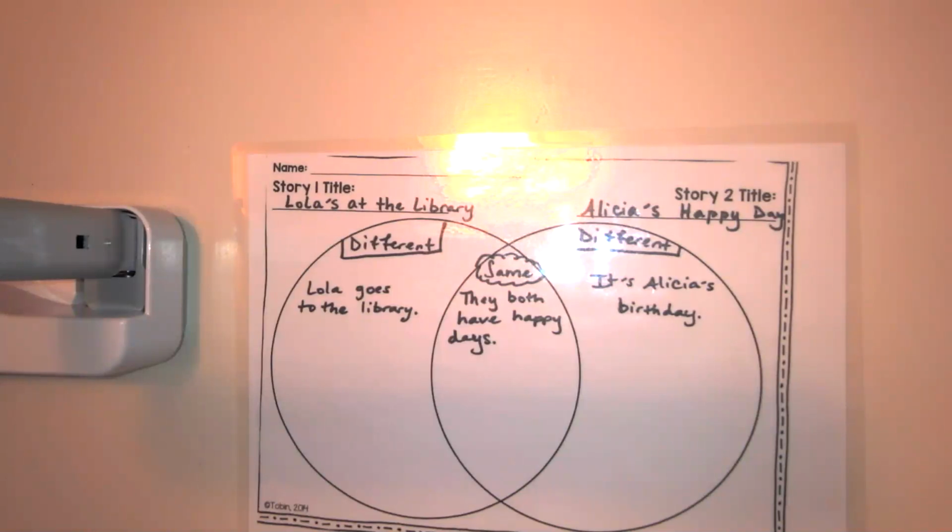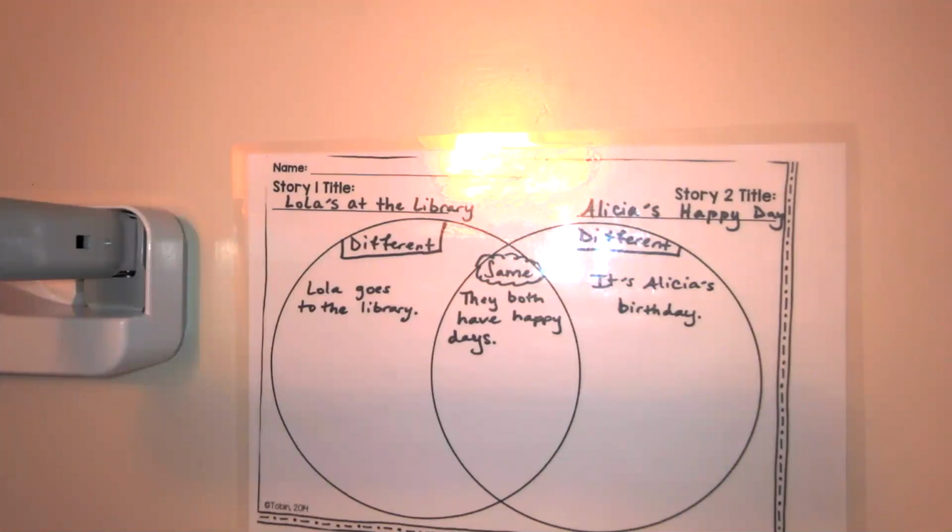But remember, there are other reasons why these two characters are the same. And I want you to think about that. What are some other ways that we see these two characters are the same? I know another way is that they're both with their mommies in the story. So both of their mommies are accompanying them as they go to different places. They're both with their mommies.